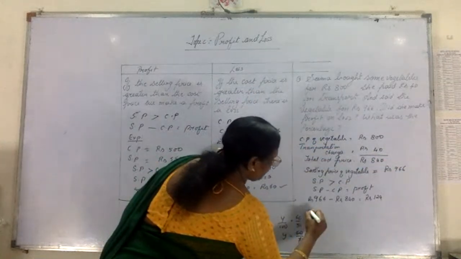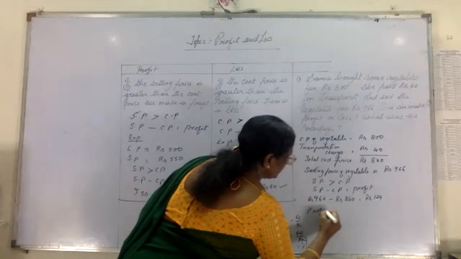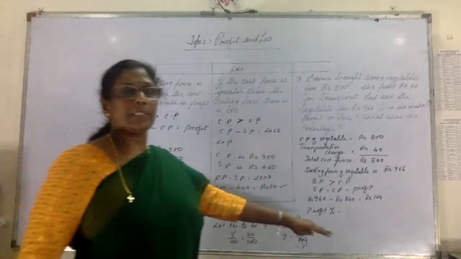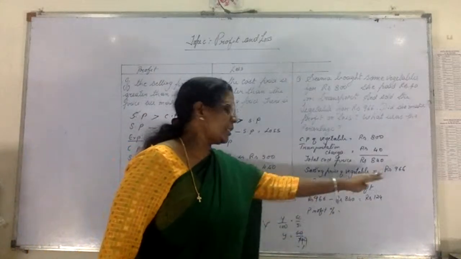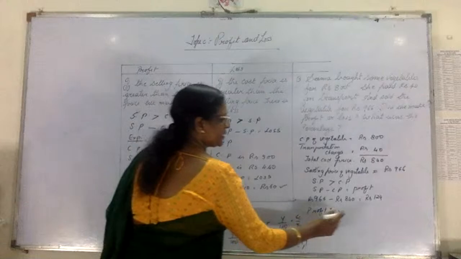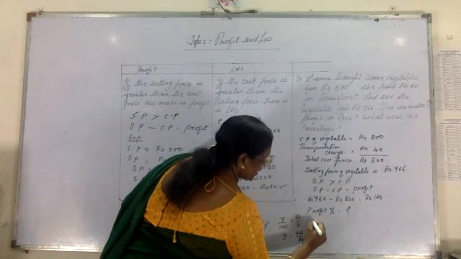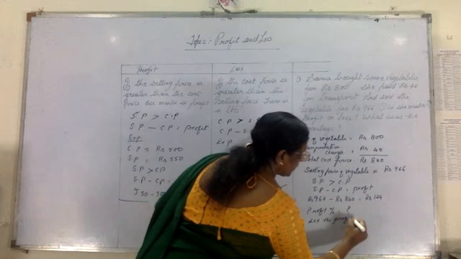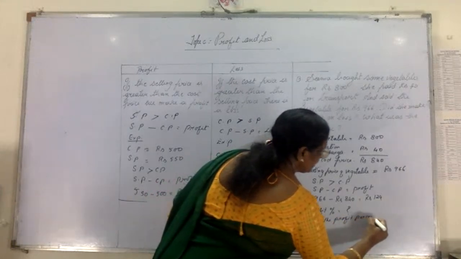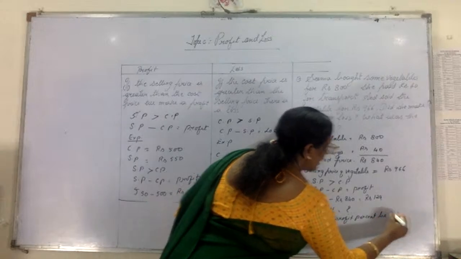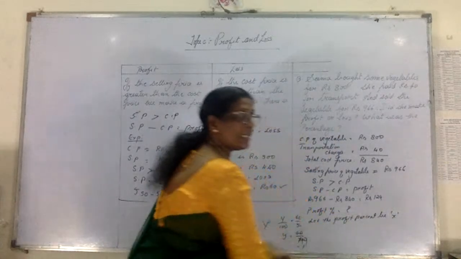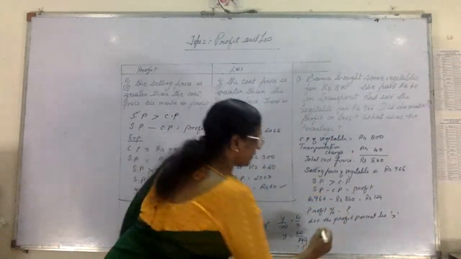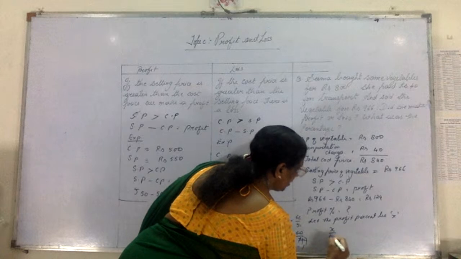Now, how to find out the profit percent? As I told you before, the profit percent is always calculated on the cost price. Here the profit percent is X. Let the profit percent be X. This X we are assuming, this X percentage is out of 100. That is X upon 100.